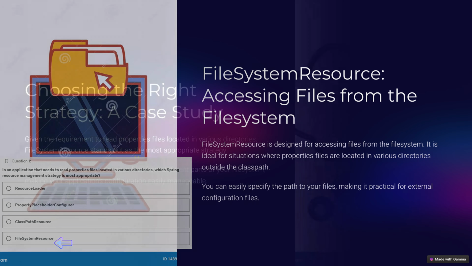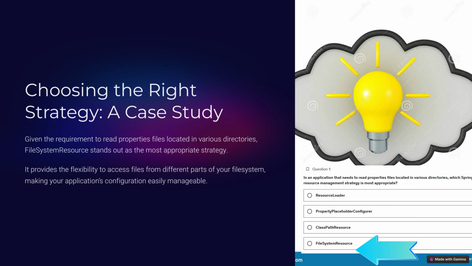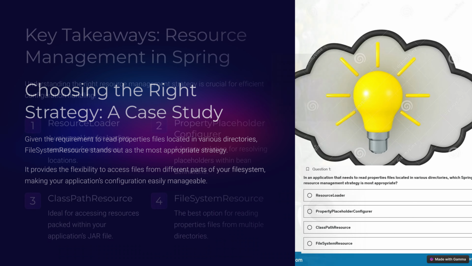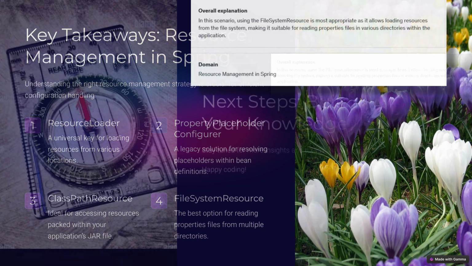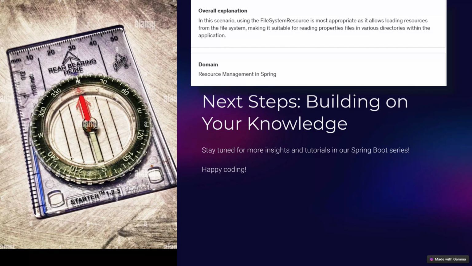Given the requirement to read properties files located in various directories, FileSystemResource stands out as the most appropriate strategy. It provides the necessary flexibility to access files from different parts of your file system, ensuring that your application's configuration is easily manageable. To recap, understanding the right resource management strategy in Spring is key to efficiently handling your application's configuration. In this case, FileSystemResource is the best option for reading properties files from multiple directories.